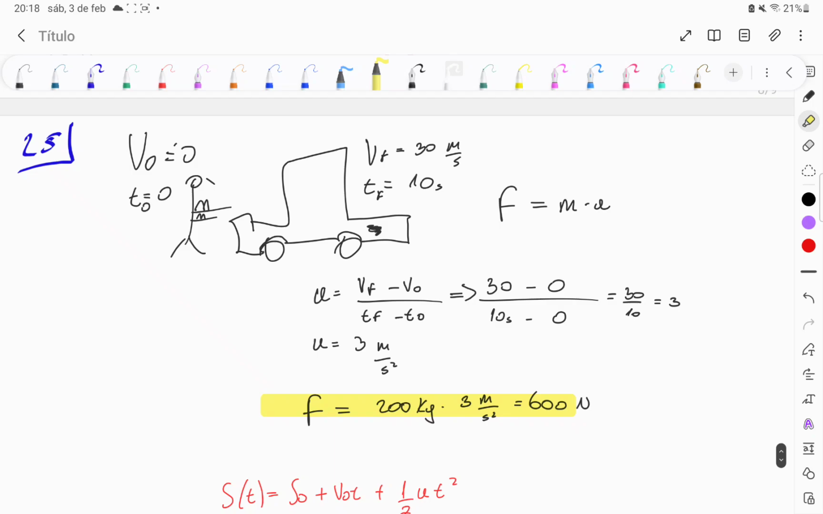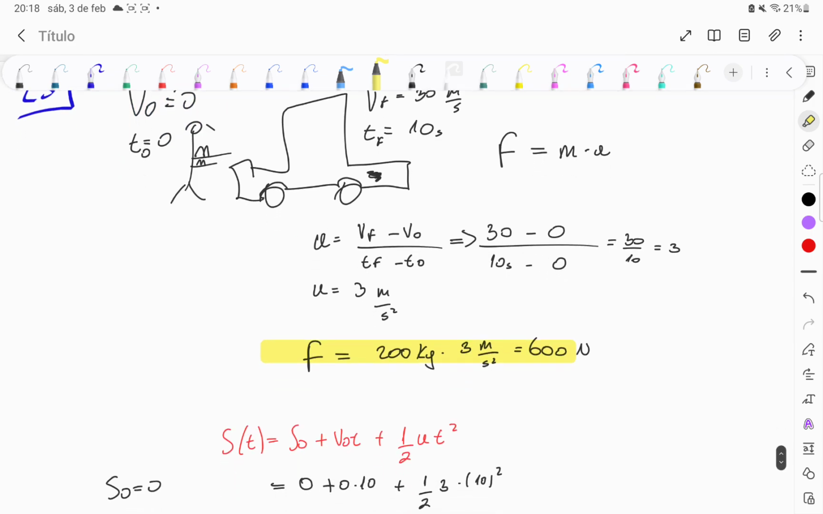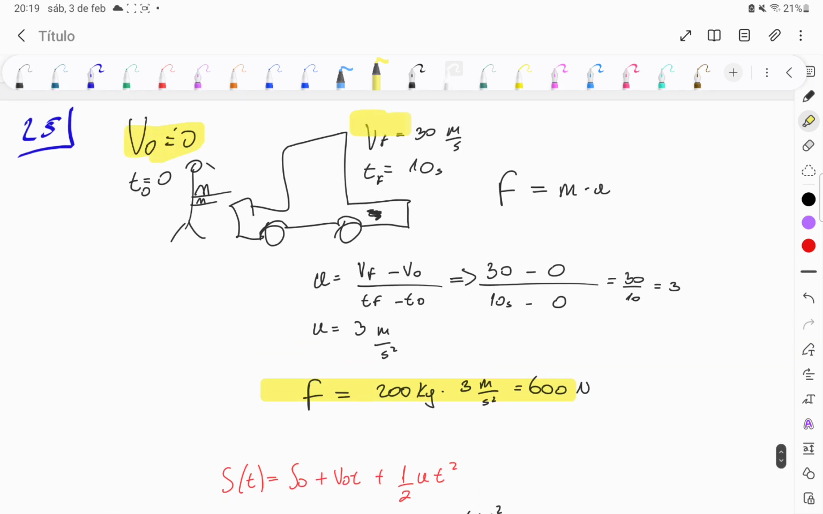First, the motorcycle initially stopped, so v0 is equal to 0. It increased from 0 to 30 the speed. So with that in mind, let's calculate the acceleration, because the acceleration is the change of the speed in an interval of time. Here we have a change in the speed in an interval of time. So it's perfect for what we want to use.